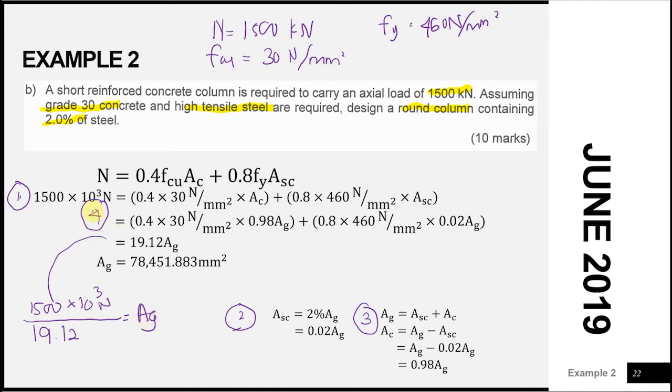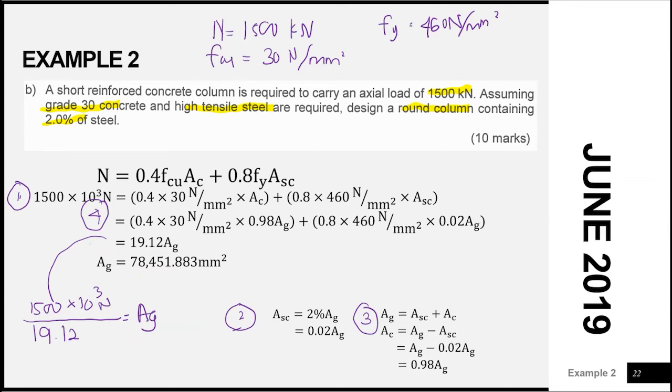Okay, don't forget that we actually dah tahu value of N. Kita dah ada value of N awak kat sebelah sini. Okay, jadi ambil je value ni. Okay, sebab you nak dapatkan AG, you bagi dengan 19.12. Then I get the answer which is 78,451.883. Okay, so that is my gross area of column. Okay, kita baru tahu secara gross.